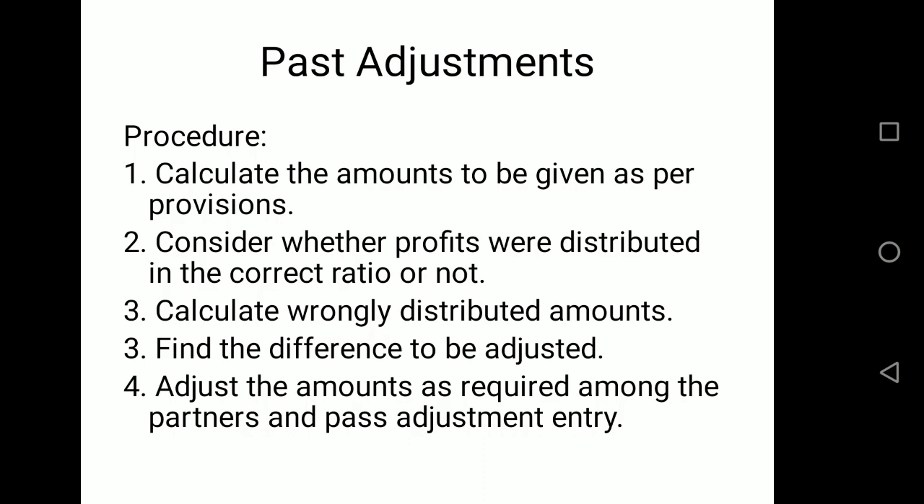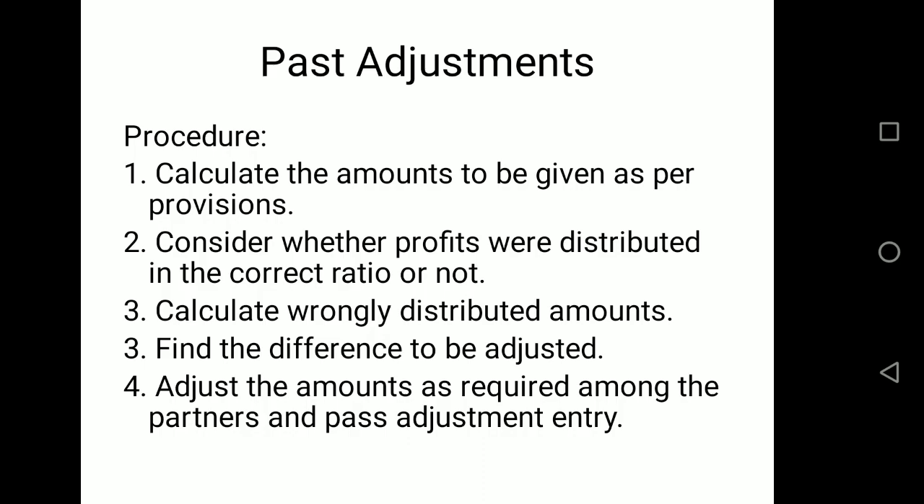The procedure is the same. First, we have to calculate the amounts to be given as per the provisions, say interest on capital, interest on drawings to be charged, salary, commission, whatever. Then consider whether profits were distributed in the correct ratio or not. If the profits are distributed in the correct ratio, then you can only take the amount of provisions, and that amount may be considered as wrongly distributed.